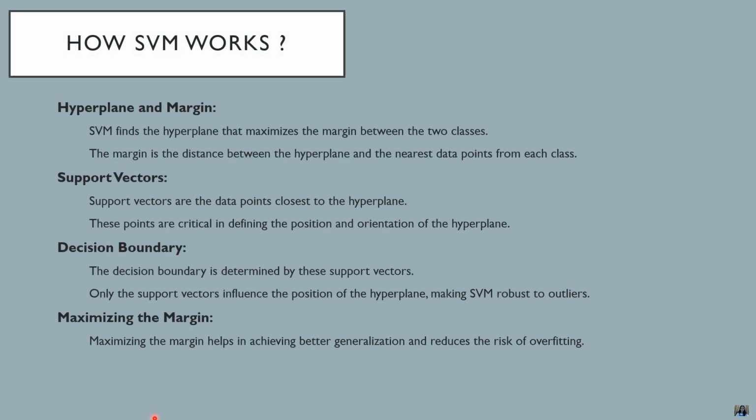So how does a support vector machine work? SVM finds a hyperplane that maximizes the margin between the two classes. The margin is the distance between the hyperplane and the nearest data point from each class. We discussed this in the previous slide. The support vectors are the data points closest to the hyperplane in the decision boundary. The decision boundary is determined by these support vectors. Maximizing the margin helps to achieve better generalization and reduce the risk of overfitting.